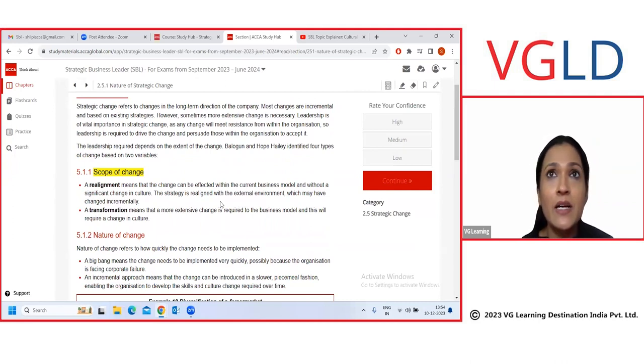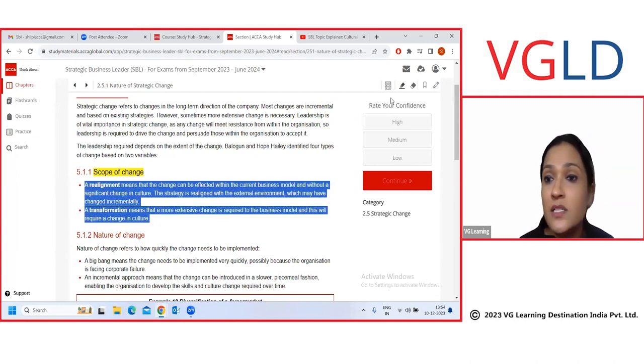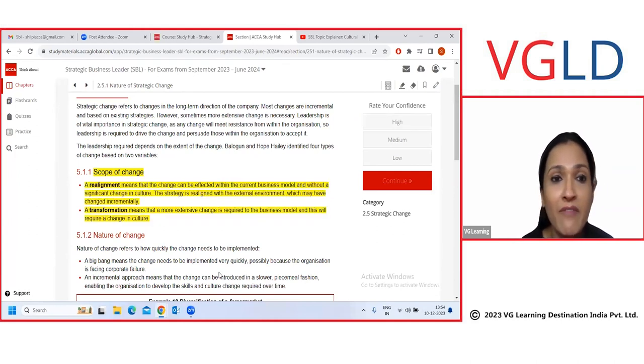Or is it more of a transformation, in the sense that you are now posturing a more radical change into the business and the way you are operating? So what is the scope of change? Is it a realignment or is it a transformation? Everybody okay with the two parameters of the scope of change?